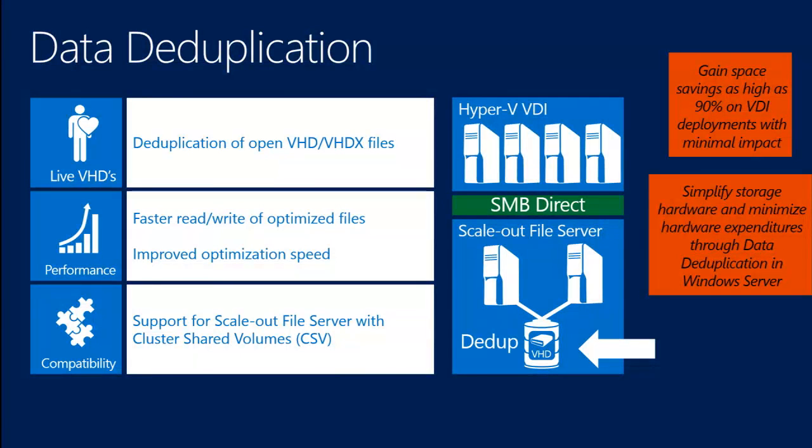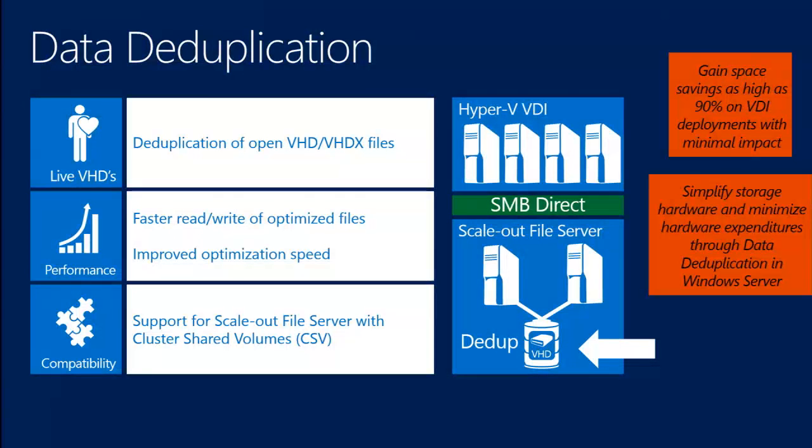But customers really love this feature, and we got some strong feedback that they want to use it also on running VMs with VHDs, which are live and open files. So that's one of the huge enhancements in 2012 R2 around deduplication: you can now dedupe a live file. There are also a lot of performance enhancements around the initial optimizations and reads and writes of these optimized files.